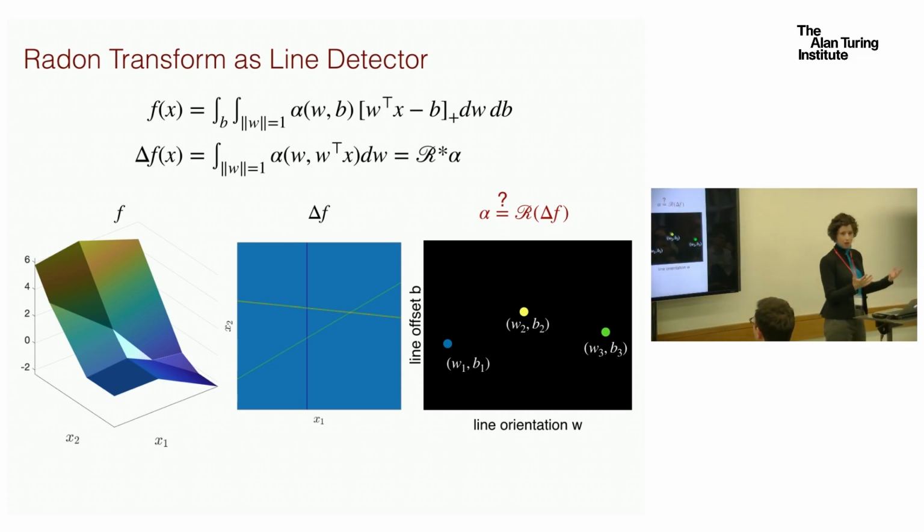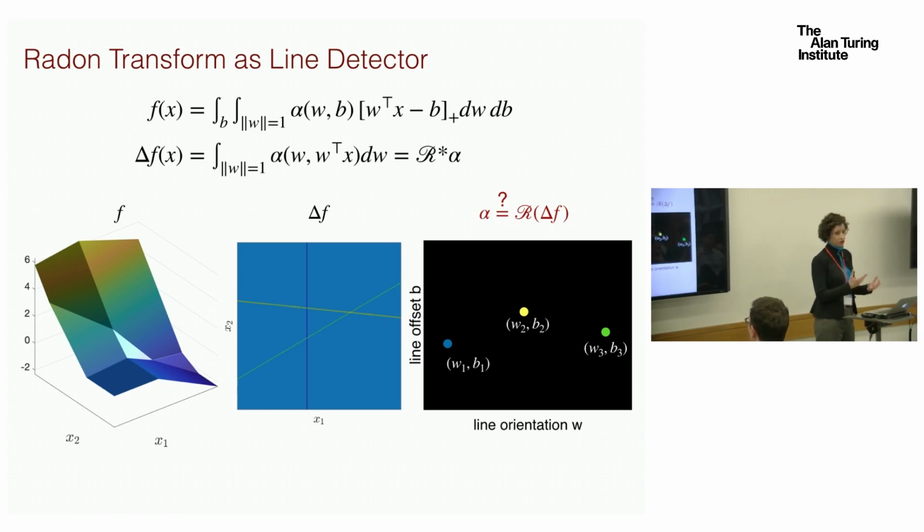What we derived a couple of slides ago is that the Laplacian of our function, the one we're trying to approximate or represent with our neural network, is the dual of this Radon transform. So we can write that as R star of alpha, and I'm going to talk about what this dual looks like in just a second. But based on this, you might start to get a little intuition about where we might be headed.